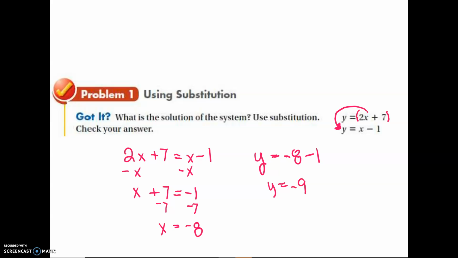And we want to write that as an ordered pair. Our solution then will be negative 8, negative 9. And we should be able to plug that in to both equations, and it should work in order to be a true solution. So checking is always a good idea. So there is our answer.